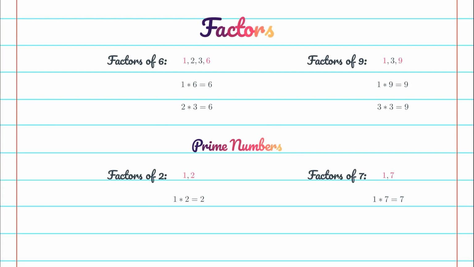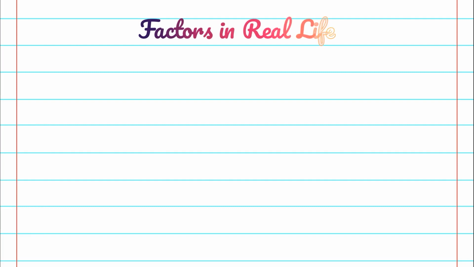Let's take a look at a word problem to see how factors can be used in real life. We are asked to arrange 12 chairs for a class of students at school. What are the different ways chairs can be arranged so that each row has the same number of chairs? Well, we can solve this problem by finding the factors of 12, because the factors will tell us how many rows of chairs we can have, as well as how many chairs will be in each row.